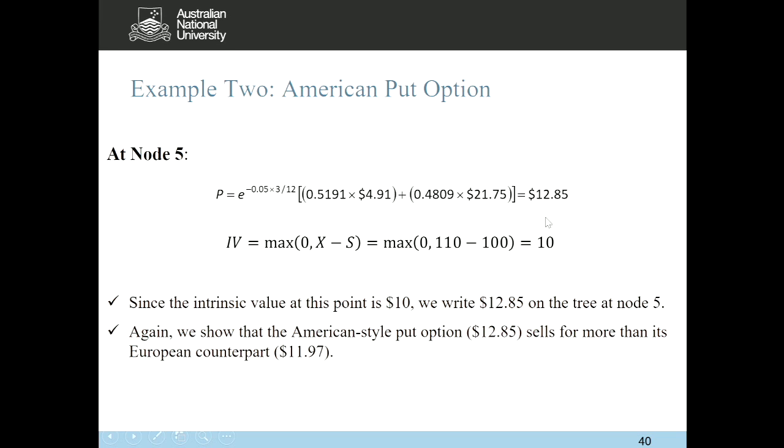So if this put option is American style, it's selling for $12.85. If this put option is European style, it's only selling for $11.97. Again, we proved that the American put option is always a bit more expensive than its European counterpart.